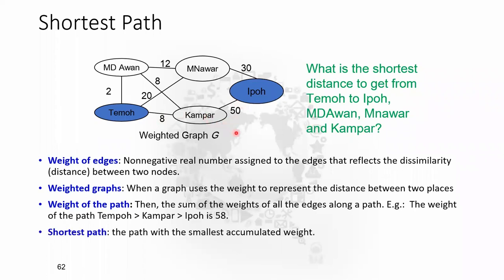The shortest path is the path with the smallest accumulated weight. So just now, as shown, Thermo to M Nawar, if you follow Thermo, MD Awam, to M Nawar, compared for shortest path, it would be 2 plus 12.